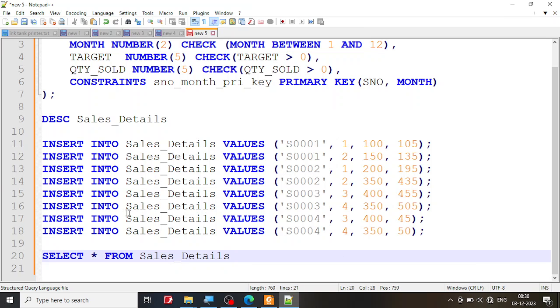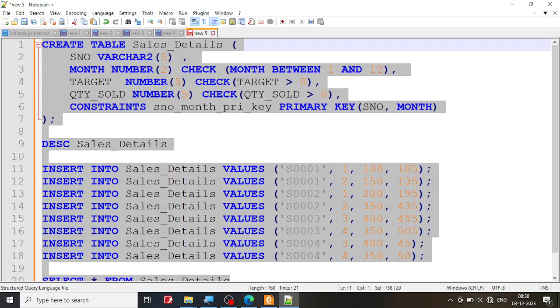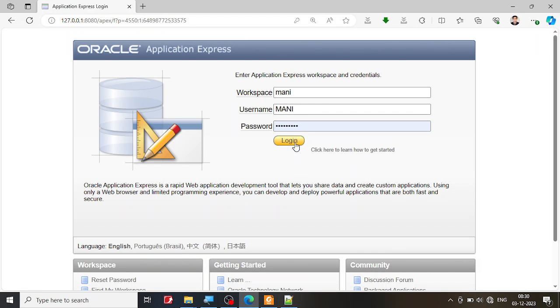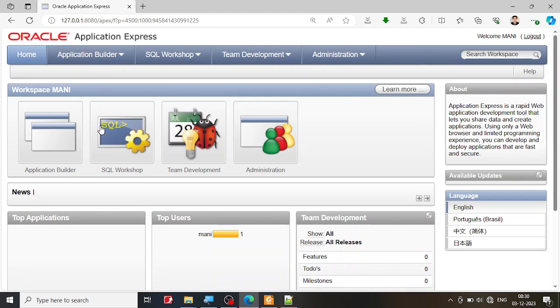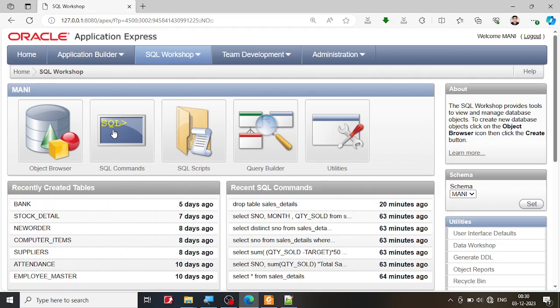With that, let's try to put it in Oracle and see whether we are able to achieve the desired result. So I'm going to log into my Oracle, and I'm going to go to the SQL Workshop. And again, for the students, this is the Express edition that we are getting. This is an Express edition of Oracle.